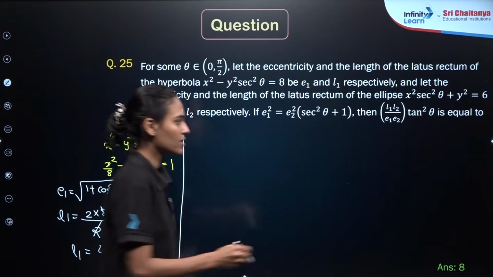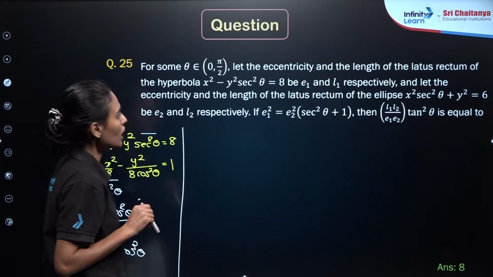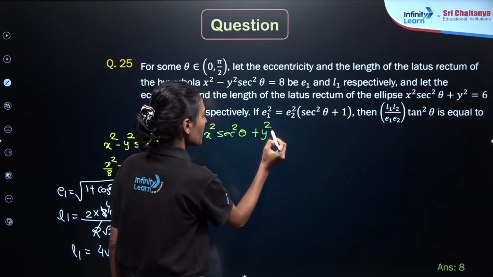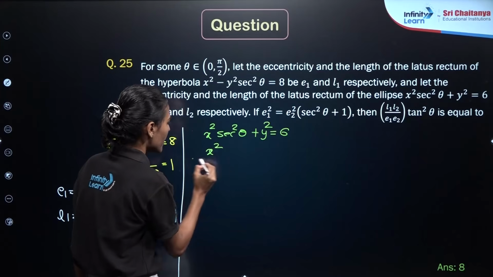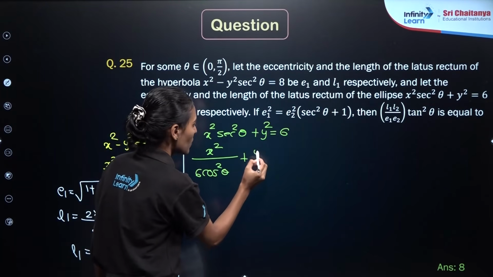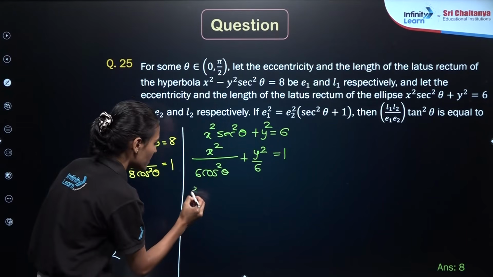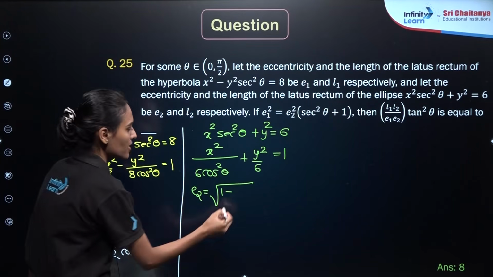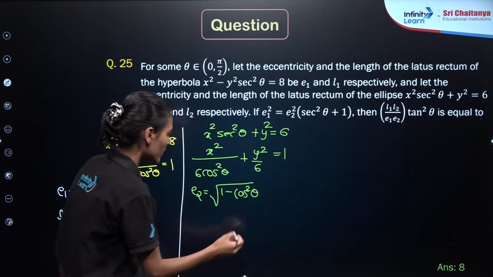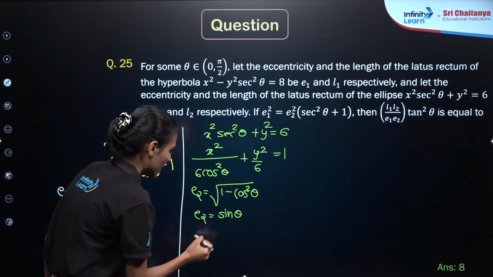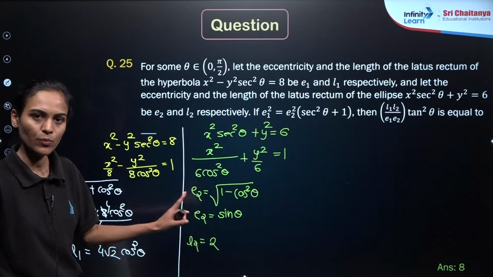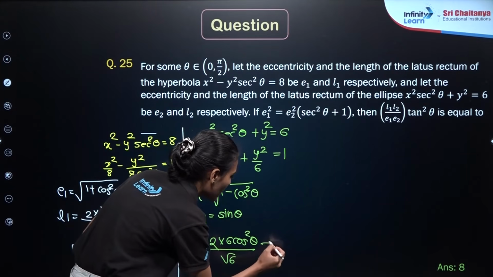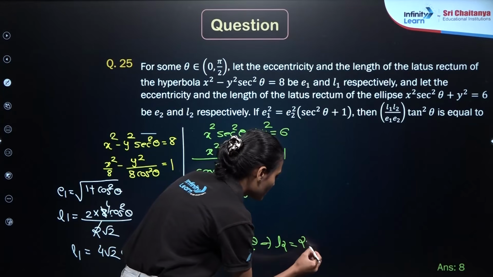Now let us go for the ellipse. You have the ellipse x square sec square theta plus y square equals 6. Dividing throughout by 6, you will get x square upon 6 cos square theta plus y square upon 6 equals 1. Then the eccentricity E2 will be under root of 1 minus, here 6 cos square is less than 6, so 6 cos square upon 6 means cos square. Under root of 1 minus cos square, under root of sin square, means E2 is sin theta. And then L2 will be 2 times a square upon b. So you will get 2 times 6 cos square theta upon root 6. From here you will get the value of L2 to be 2 root 6 cos square theta.